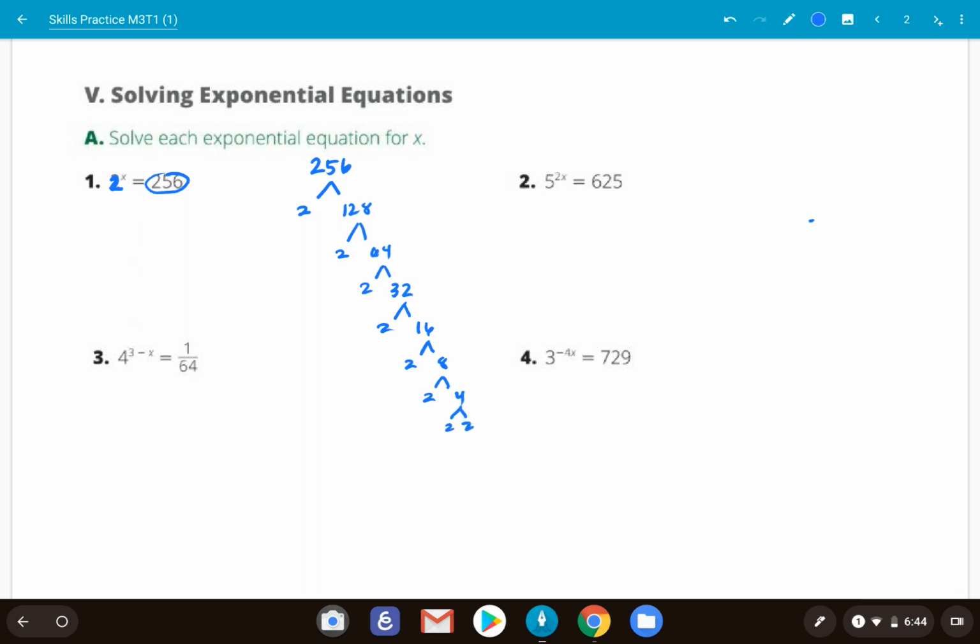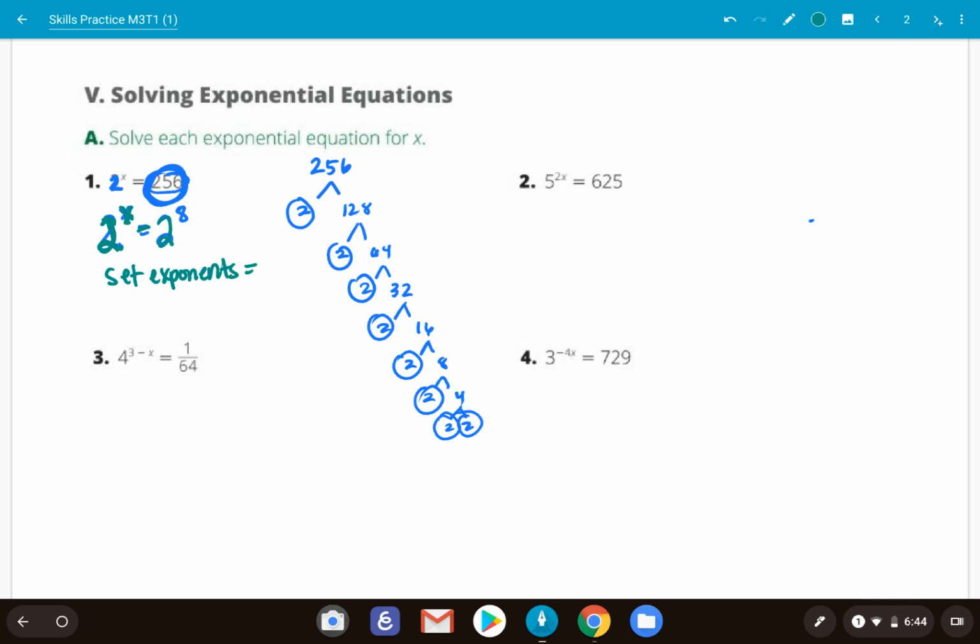So 256 is equal to 2 to the 1, 2, 3, 4, 5, 6, 7, 8 power. So my left side stays the same, but my right side, I say 2 to the 8th power. And now that we have the same base, they both have 2, what I can do is set their exponents equal. So x equals 8.